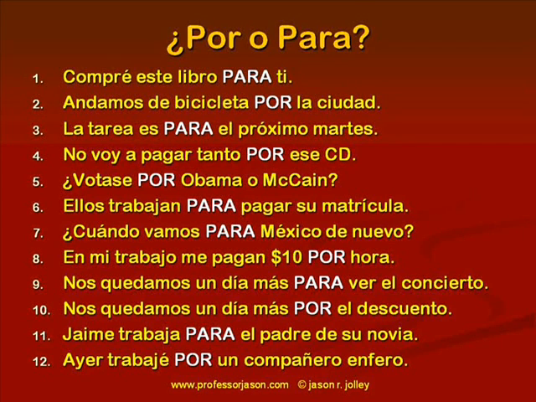Number 10. Nos quedamos un día más por el descuento. In other words, the discount was the reason or the motive behind or that caused us to stay an extra day. Number 11. Jaime trabaja para el padre de su novia. Use para when you're talking about someone working for, being employed by someone else. And number 12. Ayer trabajé por un compañero enfermo. Use por for substitutions or doing something on someone else's behalf.